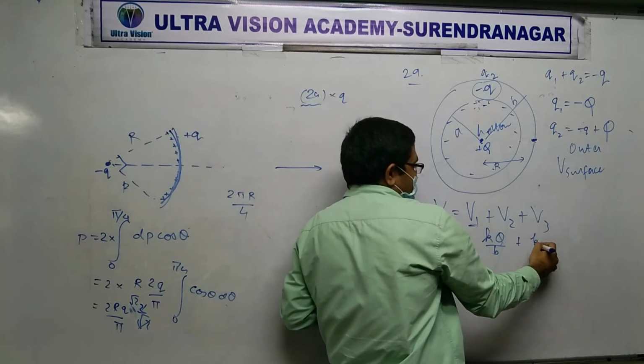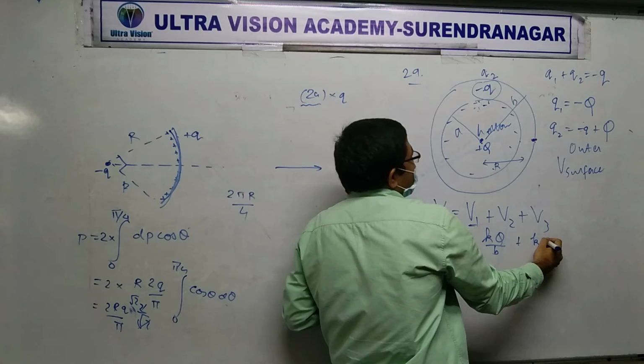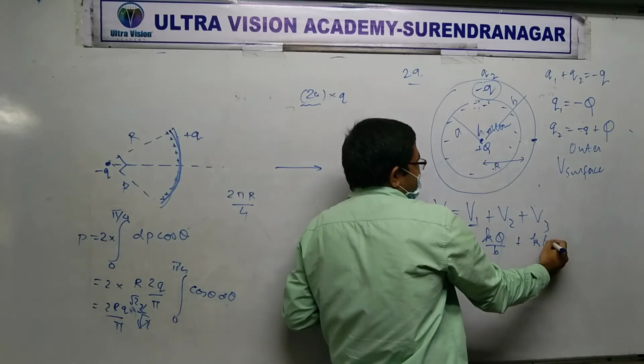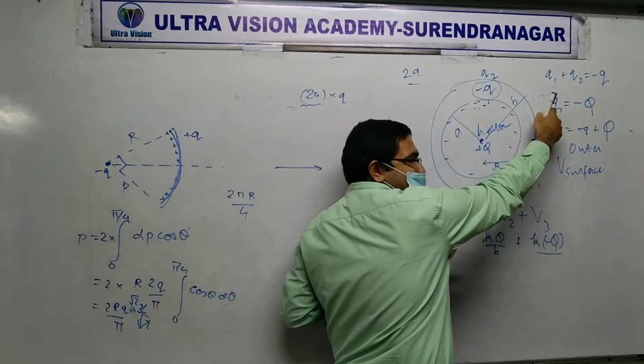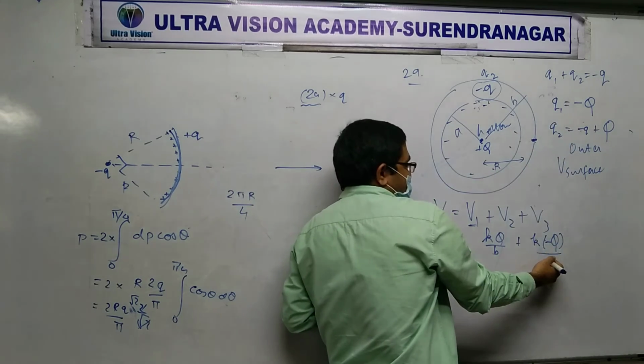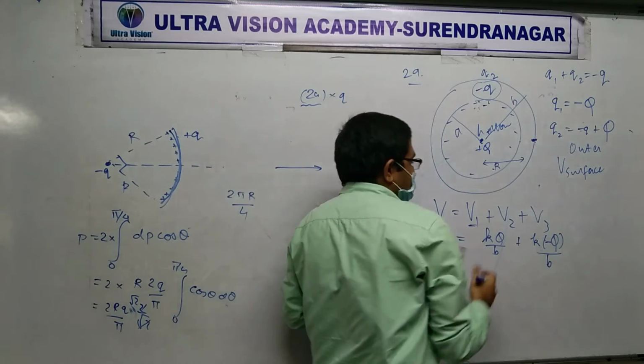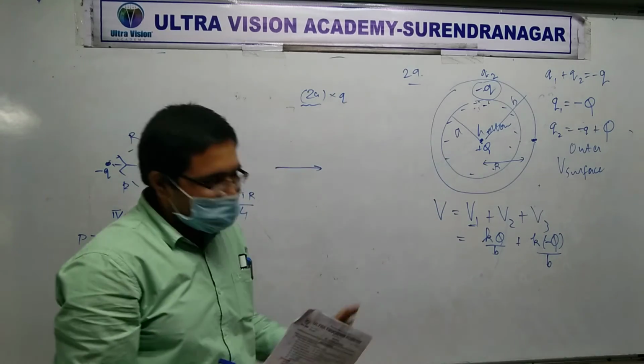K Q by... What should I write for Q? Minus capital Q. Correct. Because the charge is minus capital Q, divided by B. Distance, right? Yes. B. Clear? Yes.